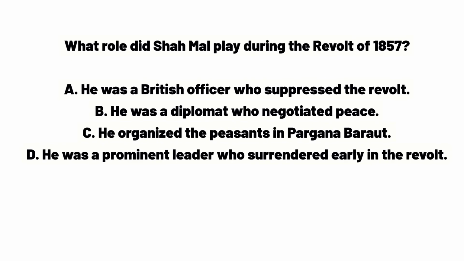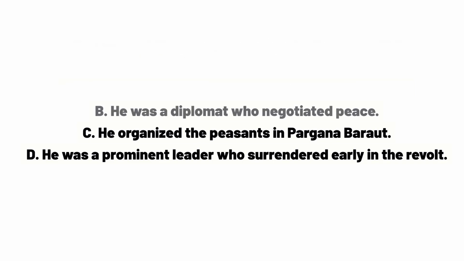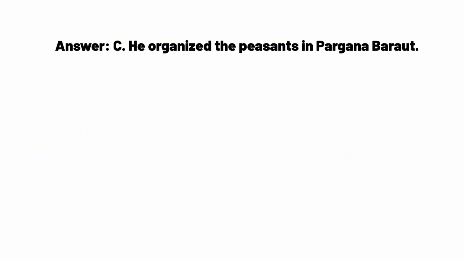What role did Shah Mal play during the revolt of 1857? A. He was a British officer who suppressed the revolt. B. He was a diplomat who negotiated peace. C. He organized the peasants in Pargana Barat. D. He was a prominent leader who surrendered early in the revolt. Answer. C. He organized the peasants in Pargana Barat.